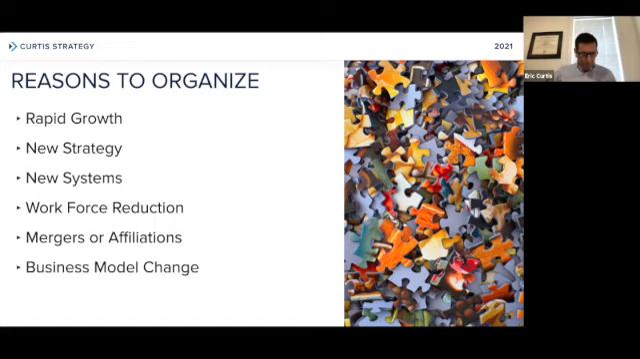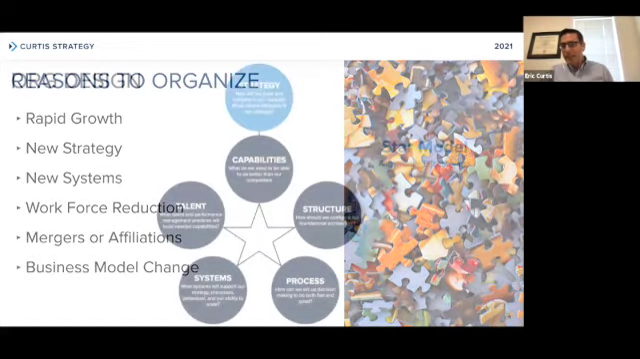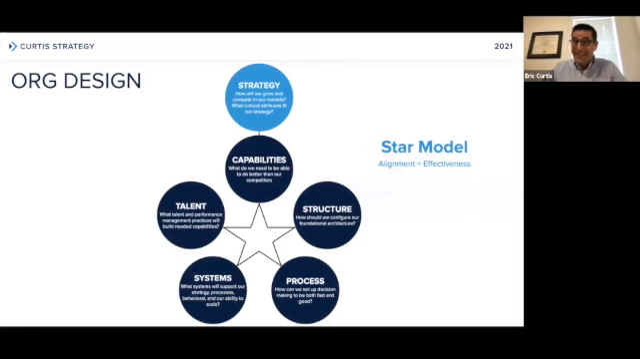So these are all different reasons to consider organization design work. And this is the org design model that we use. It's called the STAR model by Jay Galbraith. And as you can see, the 5 points of the star in dark blue really are given context and meaning by what strategic direction you're heading in.